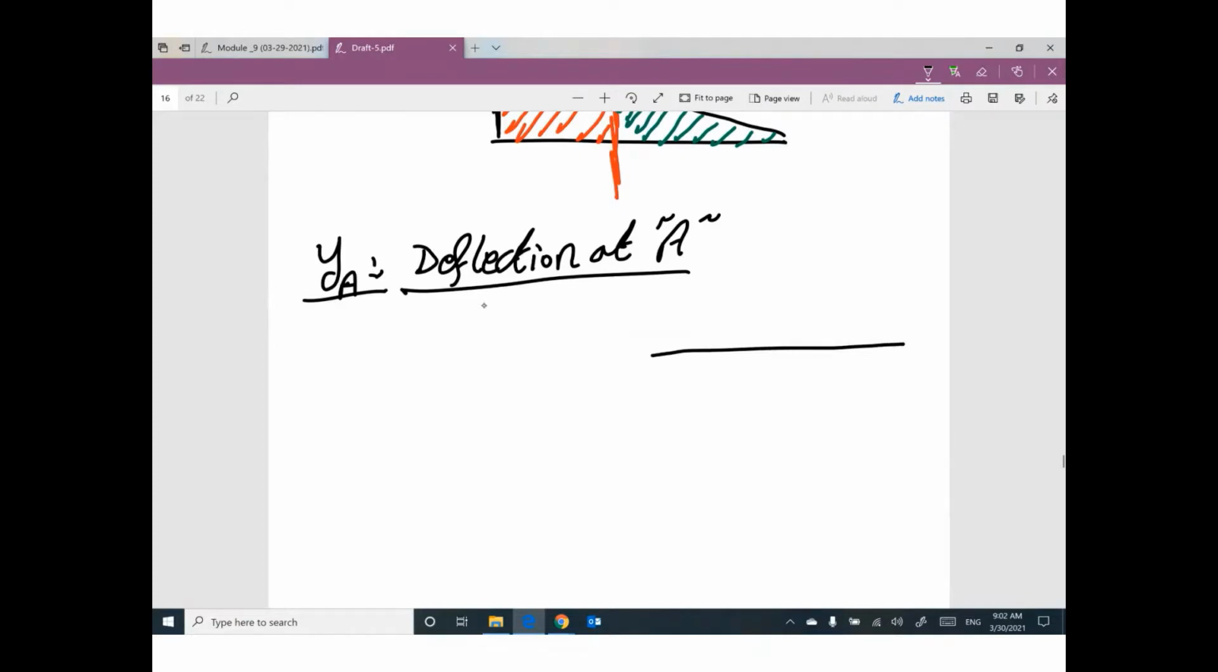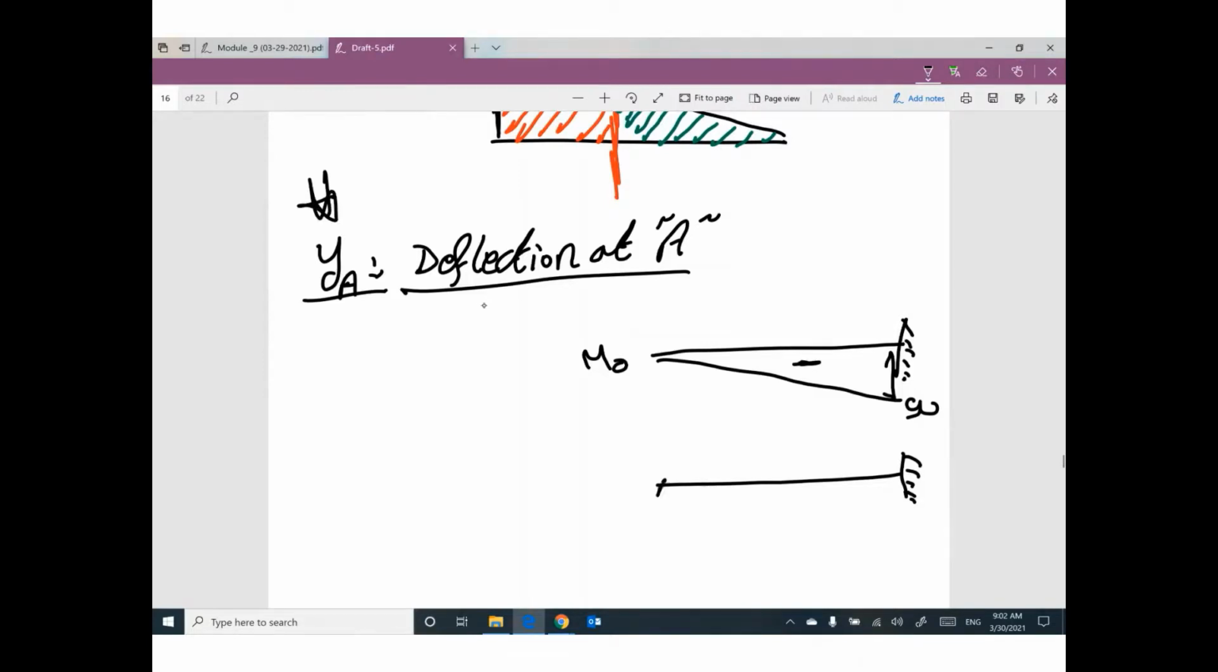Just to remind you, here is the M naught. This value is negative 90. I will remove everything, and we are looking for deflection.